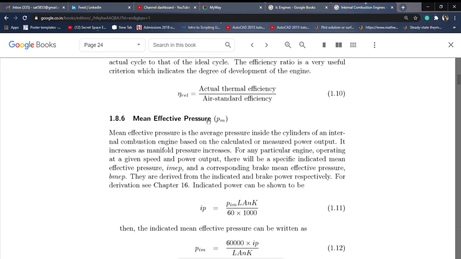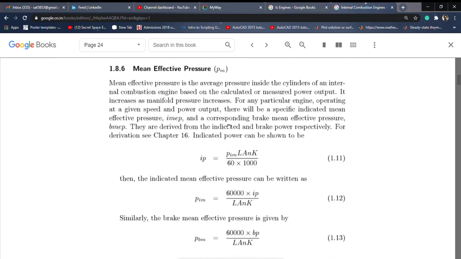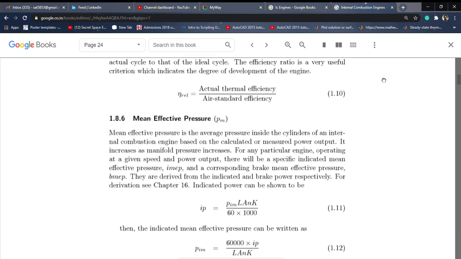Up to this, the next topic is the mean effective pressure. We will discuss these things in detail in the next class.